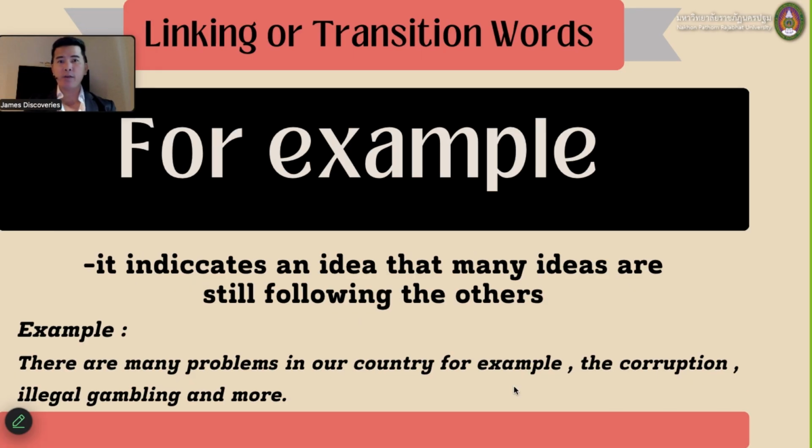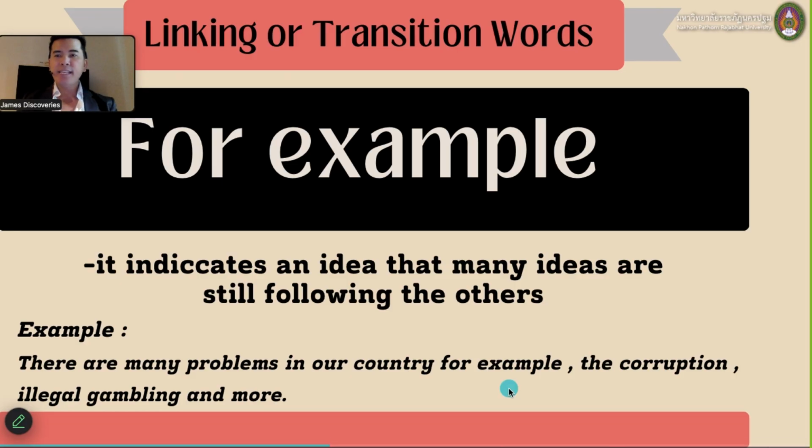Another one of the linking words is for example. It indicates that there are other ideas still following. It is a sign that there are other things that follow, so you're going to use for example. Example: there are many problems in our country. For example, corruption, illegal gambling, and more. So you use this to indicate that there are more things to follow. All right, so that is how you will use for example.